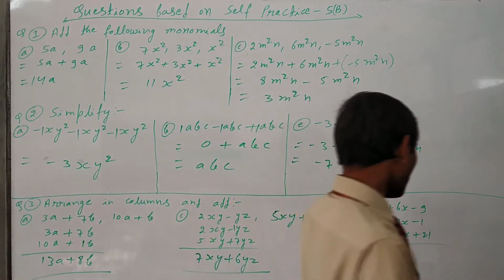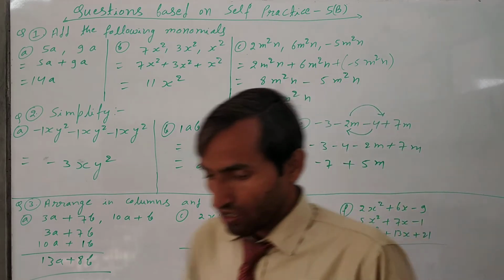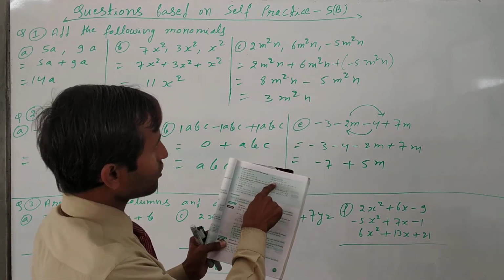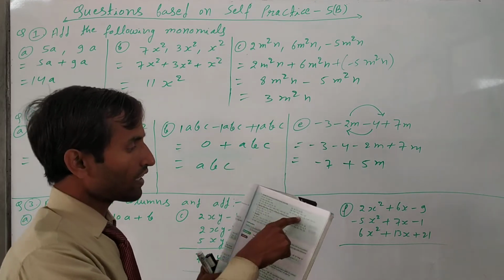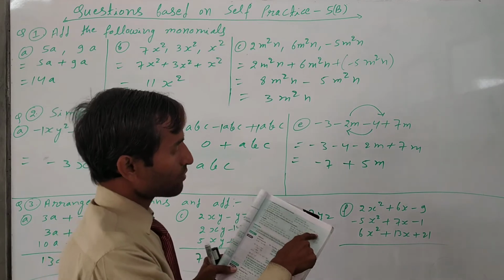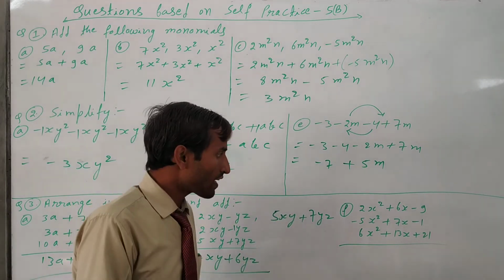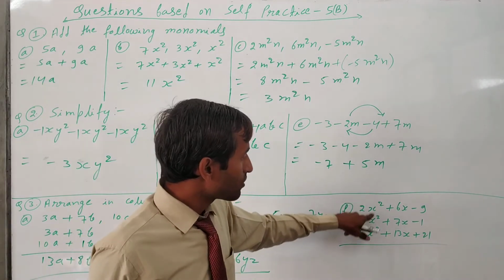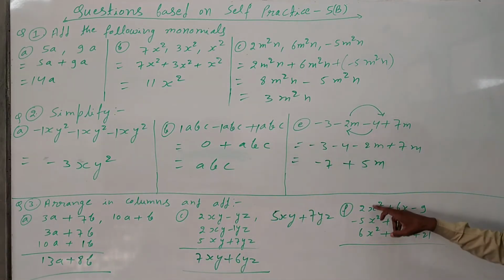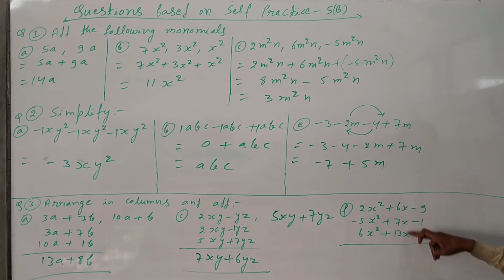Now the third one, in the book in the F part it is given like this: 2x square plus 6x minus 9 minus 5x square plus 7x minus 1, 6x square plus 13x plus 21. I have arranged directly from that, means whatever like terms: x square will come with x square only, x will come with x only, constant term will come with constant term.